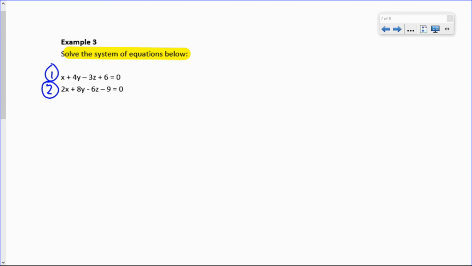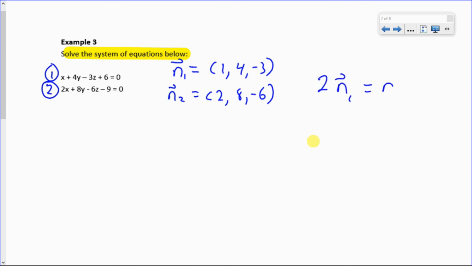If you want, we can continue thinking about this geometrically. Look at the normals for the first plane, or the normal, 1, 4, negative 3. And the second normal is 2, 8, negative 6. Well, n1 doubled gives you n2. So those are collinear or parallel normals, which means the planes are parallel as well. So either we have the same plane or we have two parallel but distinct planes. I wonder if you can tell which it is. Are they the same plane or are they different planes?